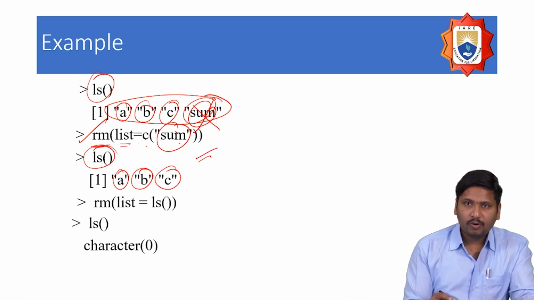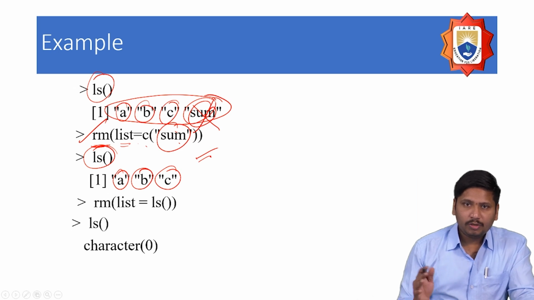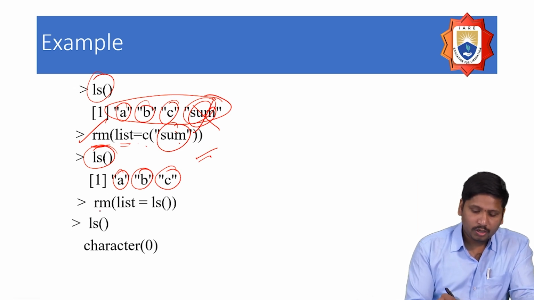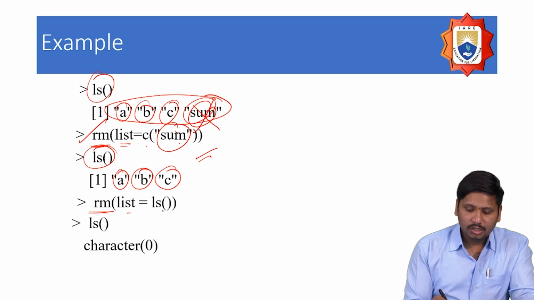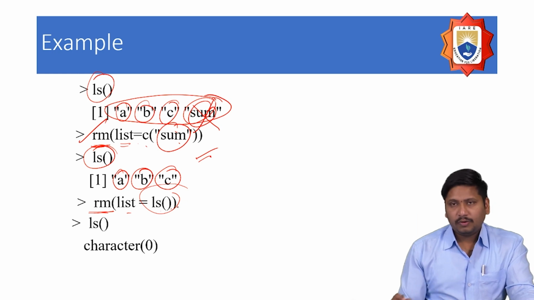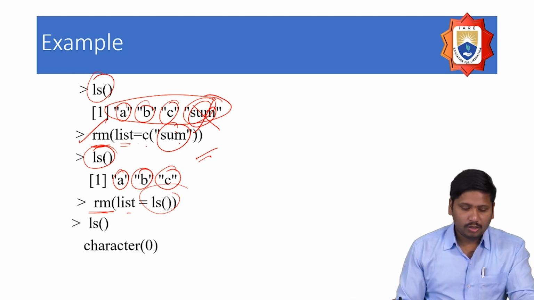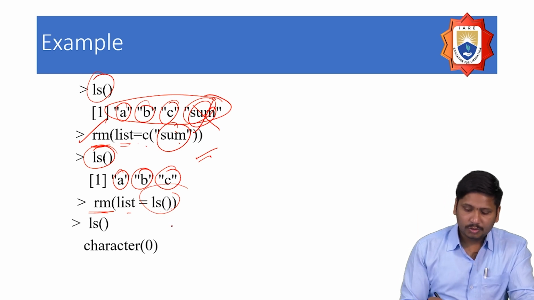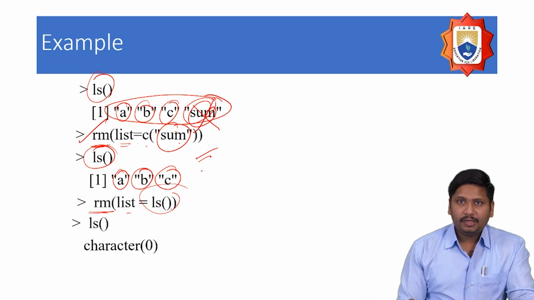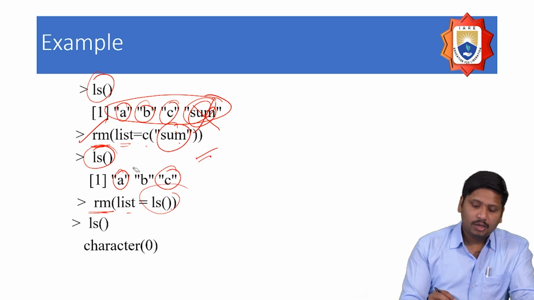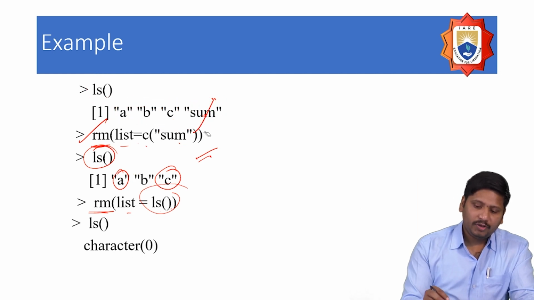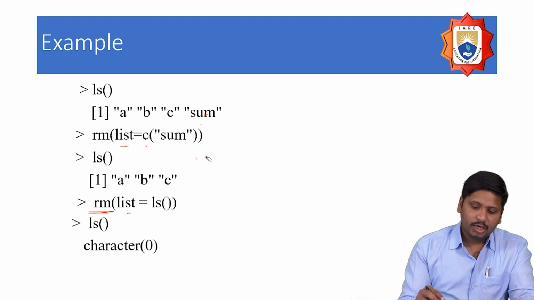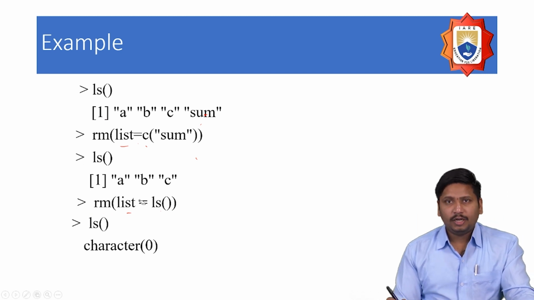But suppose I want to delete all the variables in the list at a time. At that time, what I have to do is rm, list equal to ls. What will happen? The entire set of variables I took in the program is going to be deleted at a time. The list will be empty here. So like this, I am able to know the values of the variables, and I can also delete the variables in R programming.